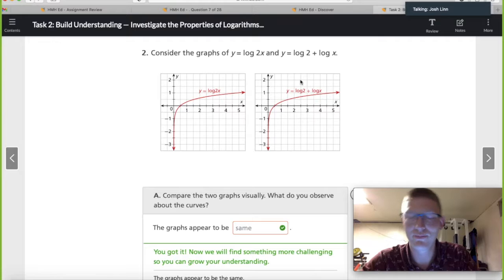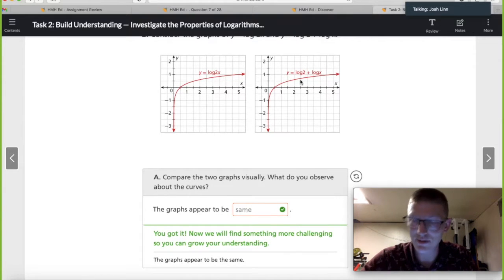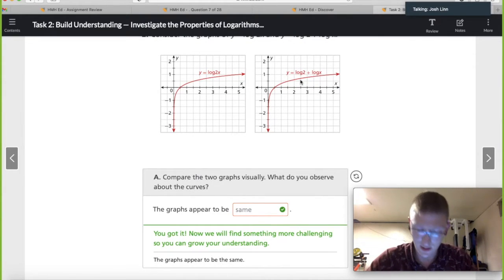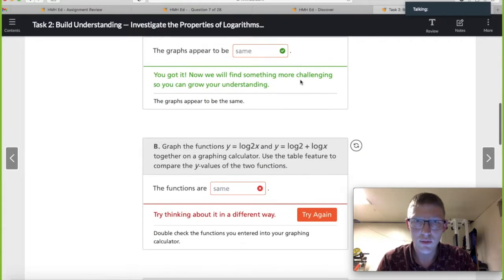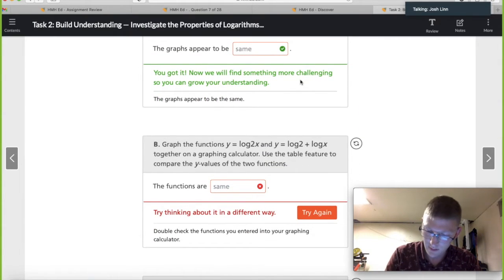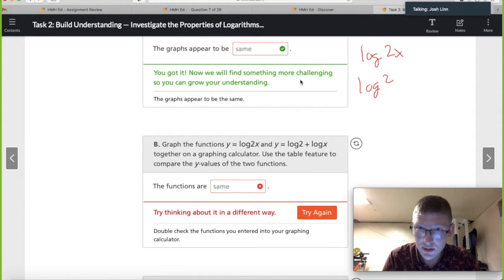All right, so let's actually do it on our graphing calculator. So here we go. They want us to graph log of 2x and log of 2 plus log of x.